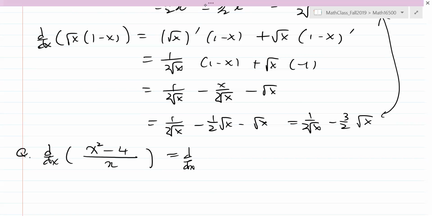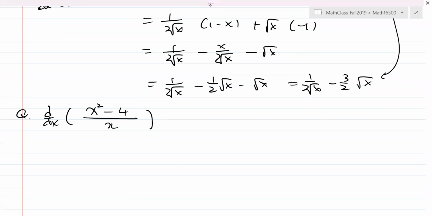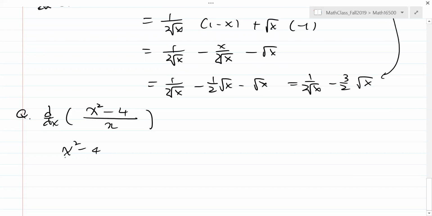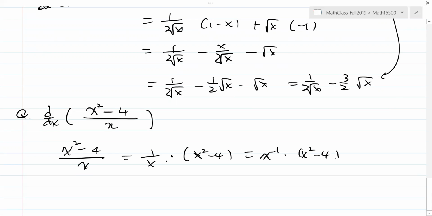Let's see. I'm not going to write this. So let's modify the function: x squared minus 4 over x. This can be viewed as 1 over x times (x squared minus 4). This can be viewed as x to the -1 times (x squared minus 4). So now it's a product of two functions, a power function times a polynomial.